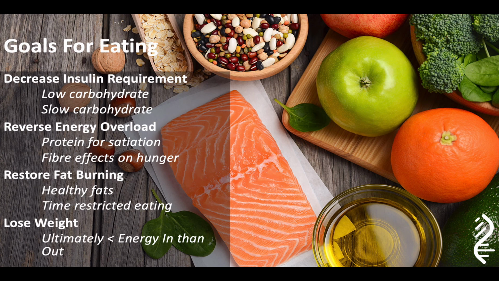So if we do all of this, we actually accomplish a bunch of goals from the eat to lower insulin perspective. We definitely will decrease our insulin requirements, so low carbohydrate or slow carbohydrate, carbohydrates that don't generate that insulin response, will help reverse the energy overload, some of the food effect on our hunger hormones. So protein for satiation, fiber effects on hunger, restoring our fat burning. So eating healthy fats helps with fat burning, as does the time restricted eating, going that 12 hours or beyond. And then to lose weight, ultimately, we're going to need to have less energy in than energy out.